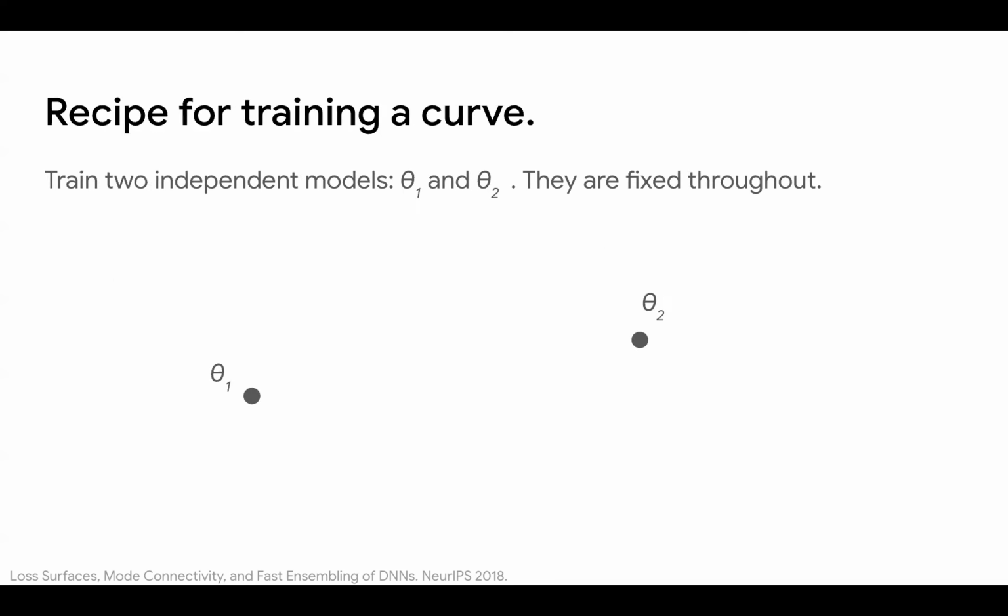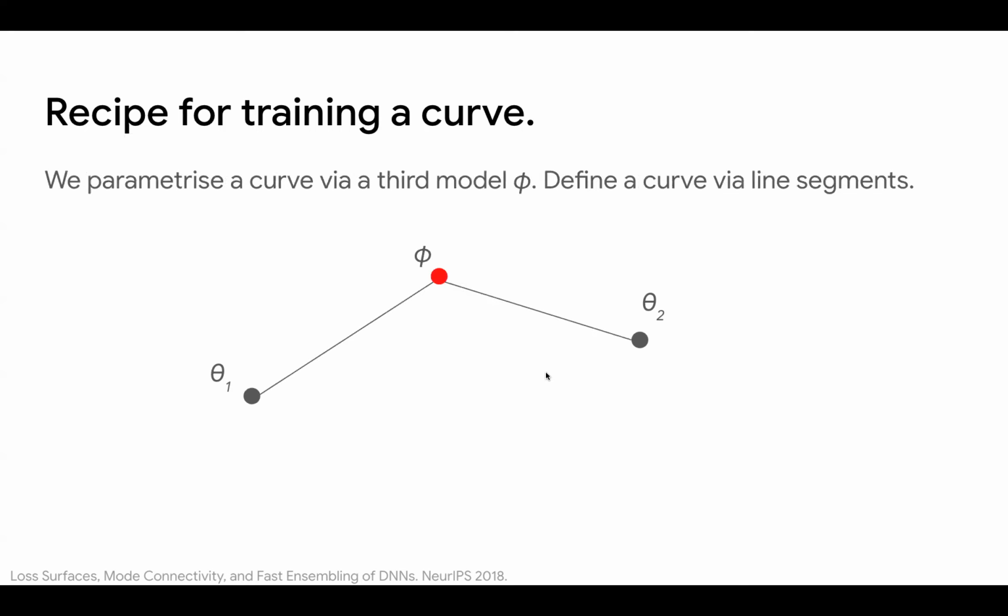So the first question is, how do you parameterize such a curve? So the starting point is you basically have to train two models in the first place by, I don't know, randomly initializing them and so on. And you fix them throughout. So these are constants. And now you try to look for a third point, phi, which is trained now. And now the line segments connecting theta1, phi, and theta2 are supposed to be the solution set for your loss function.